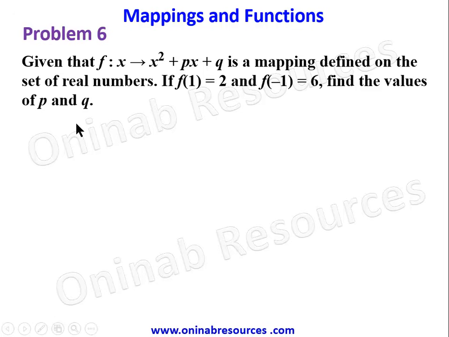Here we look at our f of x is x squared plus px plus q. F of 1 is equal to 2 means 2 is an image of 1, where this 2 is in the codomain and 1 is in the domain of the mapping. Wherever we see x, now we put a 1 and then equate it to 2.